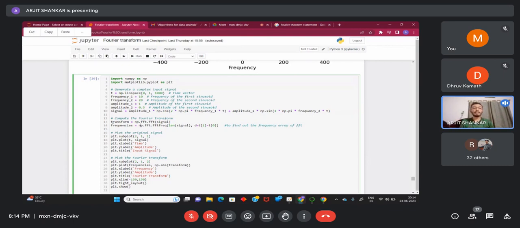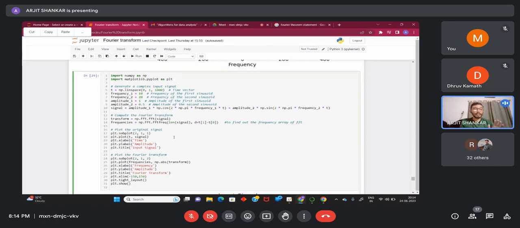So how will you do that? Again, another simple command is there, np.fft.fftfreq, freq means frequency, and you just put the length of the signal, and d means the timestamp, like what is the difference between the first and second signal, the delta x that we were defining, b minus a upon n minus 1, that kind of thing. This is delta t, the sampling rate, you can say. This is just to find out the frequency array of the FFT, and let's just plot it.